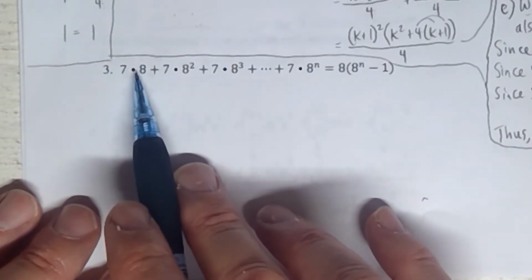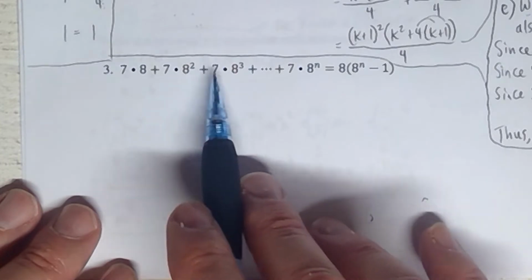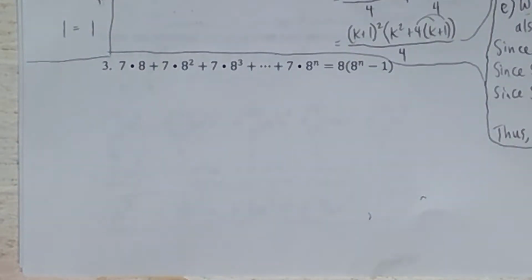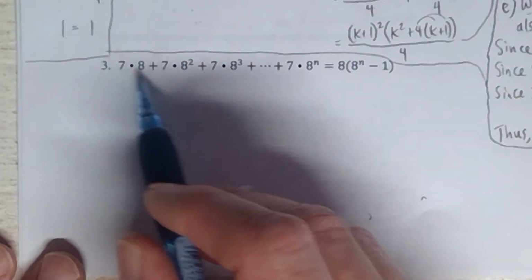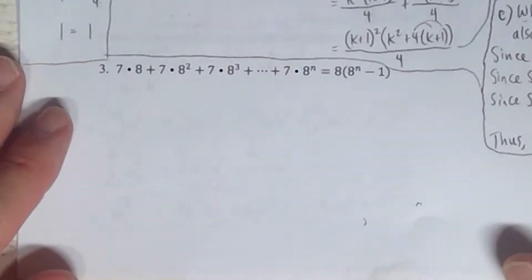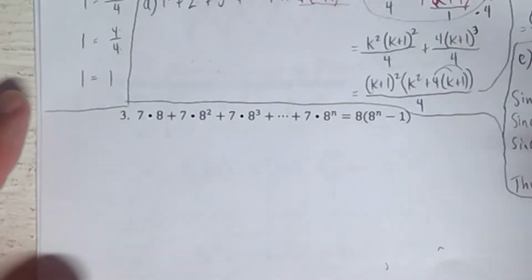And by the way, just to clarify, these dots right here are multiplication symbols. I know the dots are a little bit bigger than you usually are used to seeing for a multiplication dot, but those are meant to be multiplication symbols right there in between the 7 and the 8 on each one of those terms. So let's get into it.